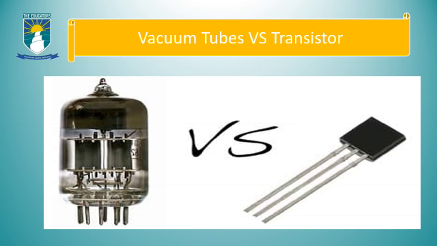A vacuum tube is a tube from which air has been removed which allows electricity to flow through it. On the other hand, the transistor is a device that controls the flow of electric current. I hope all of you know the vacuum tubes and transistors.